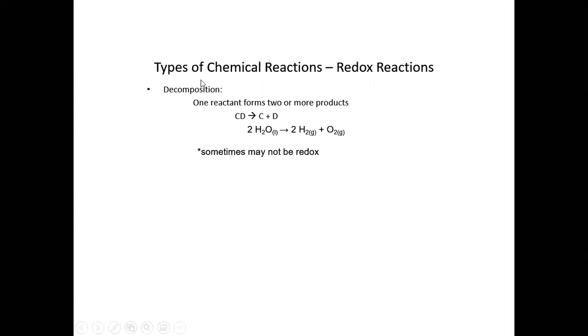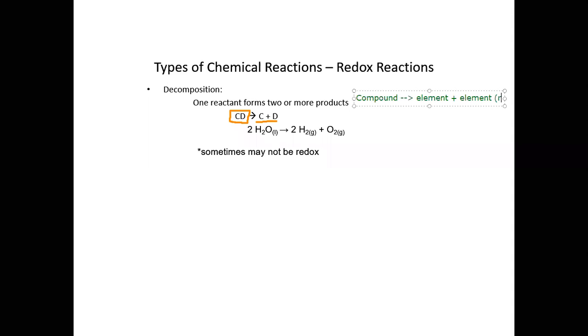Next, we have a decomposition. Decomposition is the opposite of synthesis. So here we have the characteristic: one reactant gives multiple products. There are different ways the compound can decompose. Just like with synthesis, we can have a compound that decomposes into elements, and so this is redox.